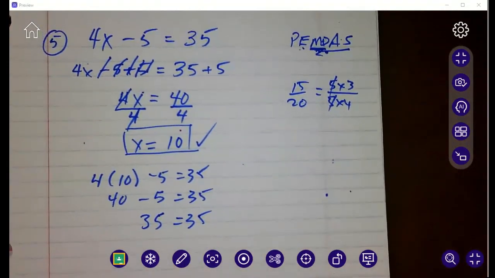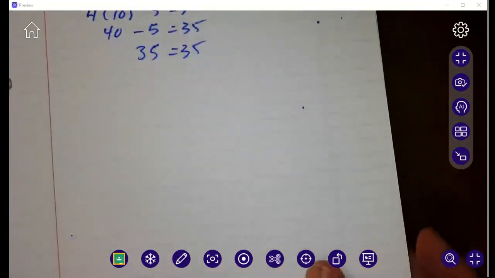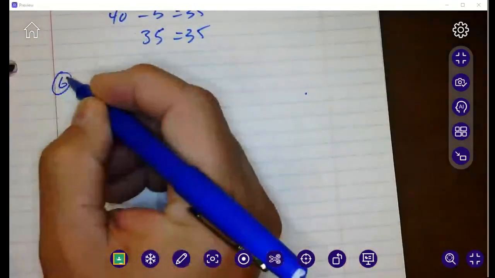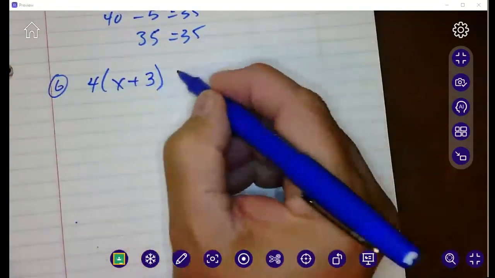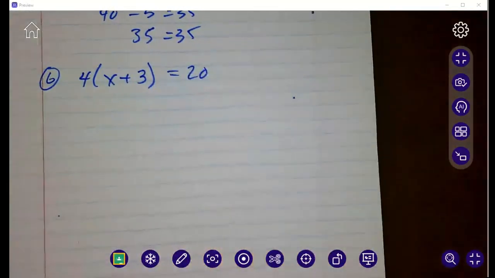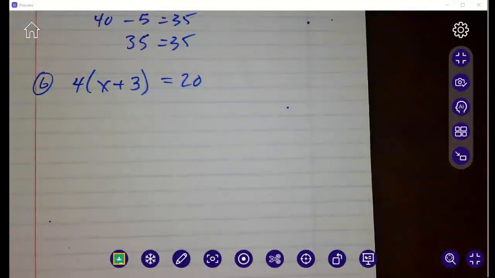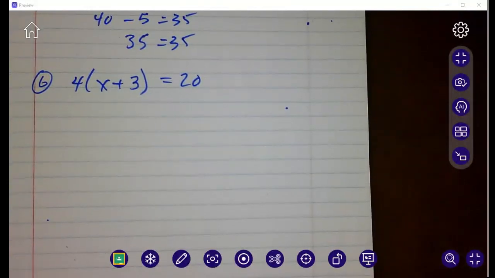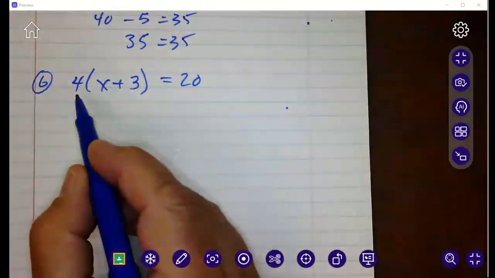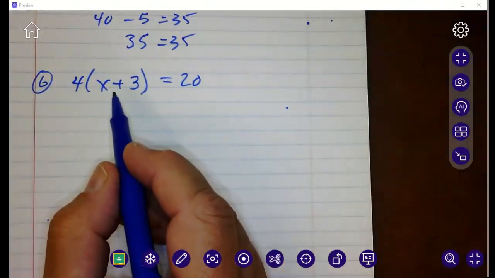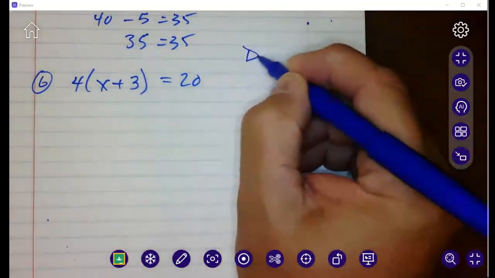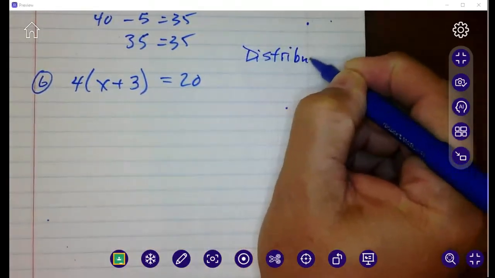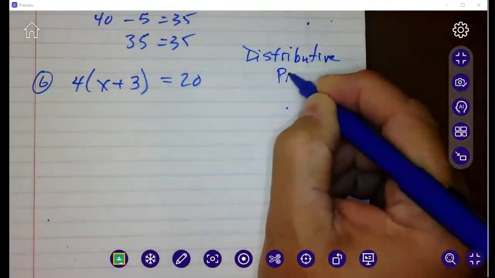Okay. Then after we did those kind of problems, we moved to this. 4 times (x + 3) equals 20. Now the problems are getting more complicated. There are more steps involved. For this problem, about maybe 2 weeks ago, 3 weeks ago, we learned something called the distributive property.